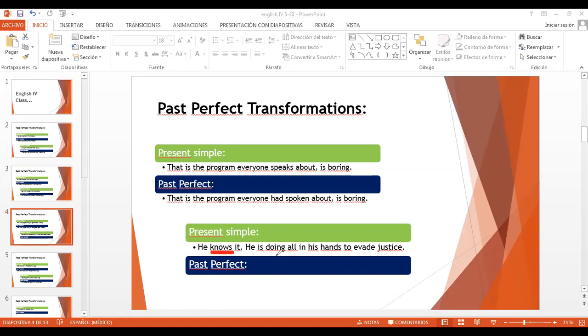He knows it. He is doing second action in his hands to evade justice. Third action, para evadir la justicia. So, to evade justice. So what do we change? ¿Qué cambiamos, people? What do we change? What changes we make?